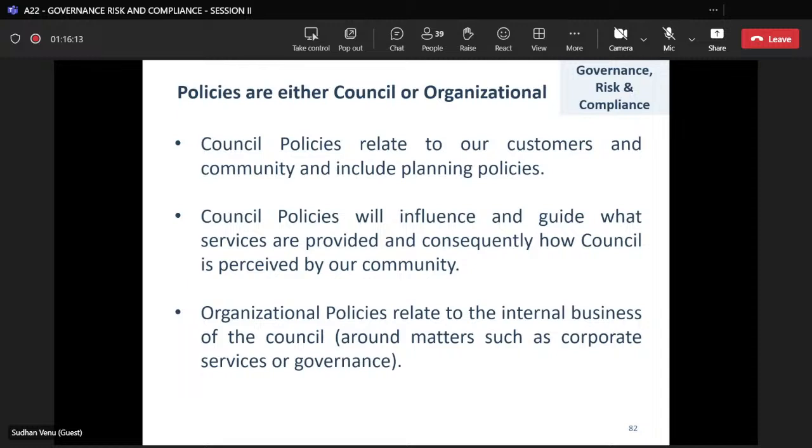The council policies are related to our customers and the community, and they include planning policies. The council policies will influence and guide what services are provided, and consequently how council is perceived by our community. And organizational policies relate to the internal business of the council around matters such as corporate services governance. So it is either policies derived from a company, or else from the council. That is the council, and the third party says they are the organization. Based on that, they are making the steering committee things.